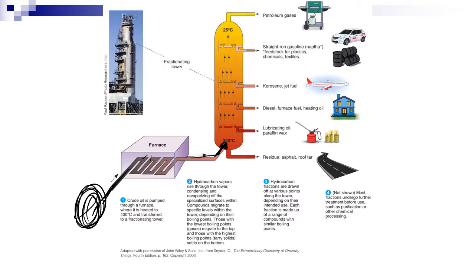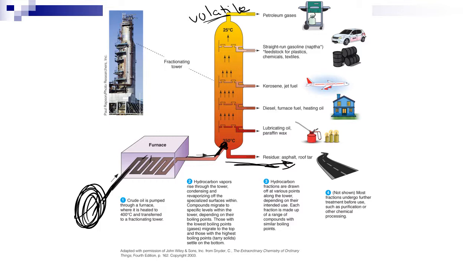The stuff at the very top is going to be very volatile. Again, volatile just means that it likes to be a gas. The things at the very bottom don't like to become a gas. In fact, some things aren't actually going to vaporize. Some things are going to stay kind of a liquidy substance. That's the residue that comes off the bottom, such as asphalt and tar. That's what we're going to use that fraction for.